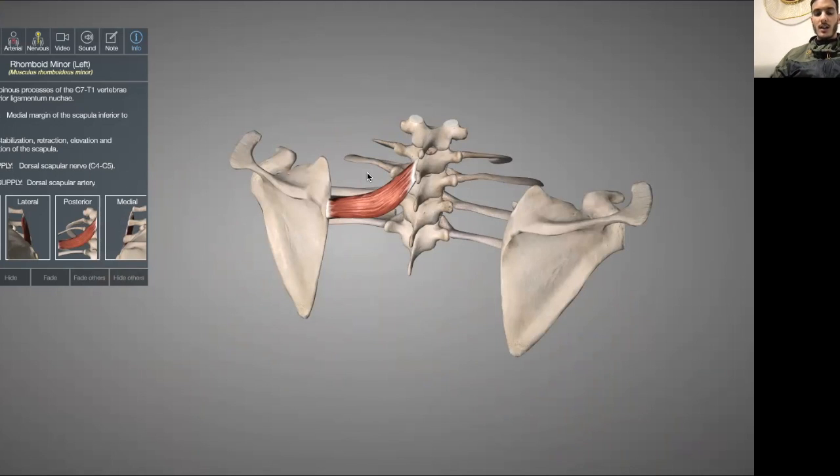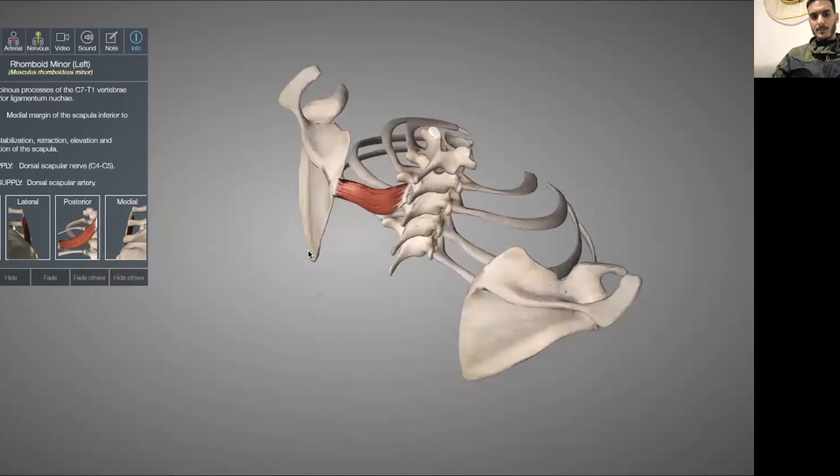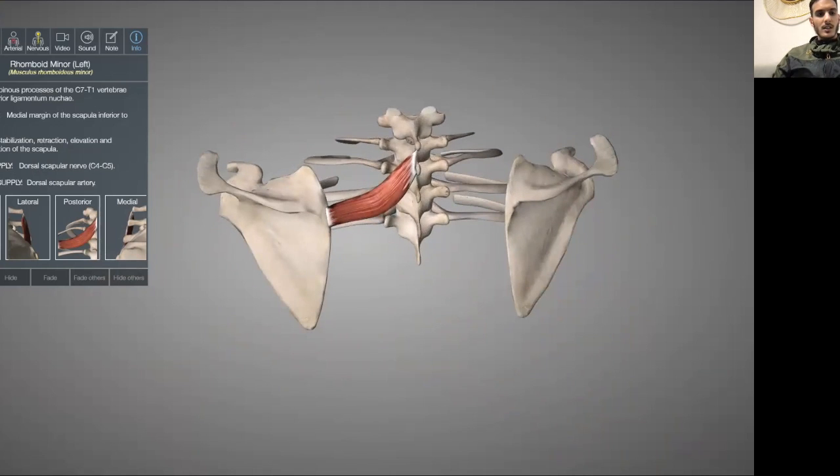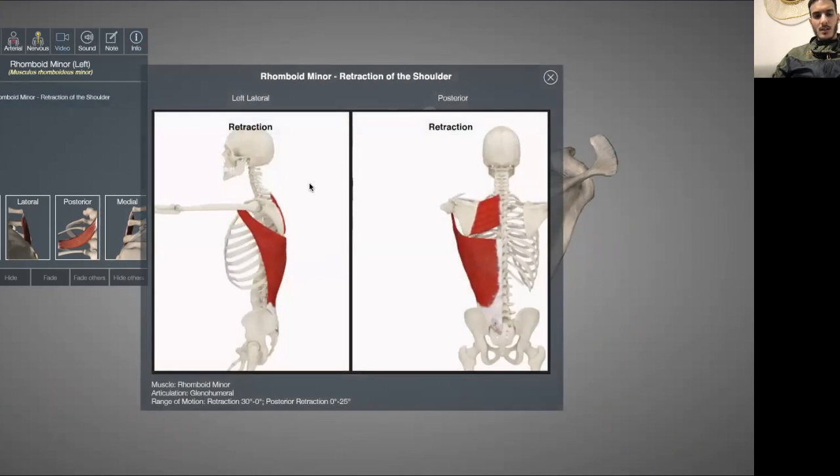All three of them, the levator scapulae, the minor, and the major, are innervated by the dorsal scapular nerve. The action, of course, is mainly on the scapula, and it's basically stabilization, retraction, elevation, and rotation of the scapula. You can see what it does. That's the action of these muscles.